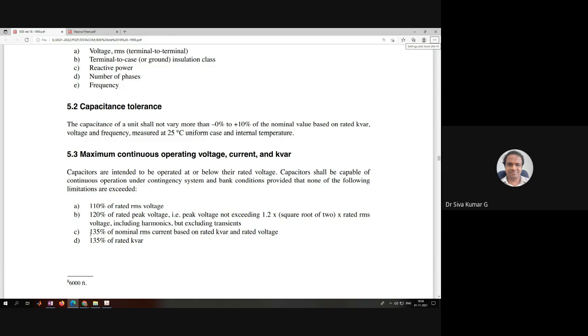Then there is 135 percent of the rated nominal RMS current, based on the rated kVAR and the rated voltage. Based on the rated kVAR and the rated voltage, we apply the RMS current at 135 percent. So 135 percent of the rated kVAR can be loaded on the capacitor bank. We need to verify these duties.